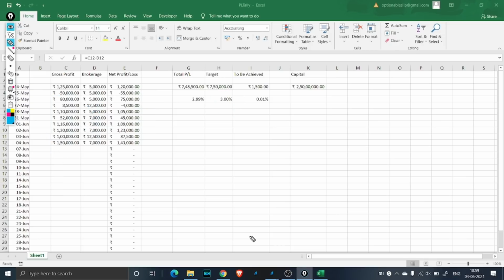So we have almost achieved our target, and we will also be increasing our target when we complete achieving this. So we'll make it to 4% next, then to 5%, and we'll see how far we can take it to this month end.